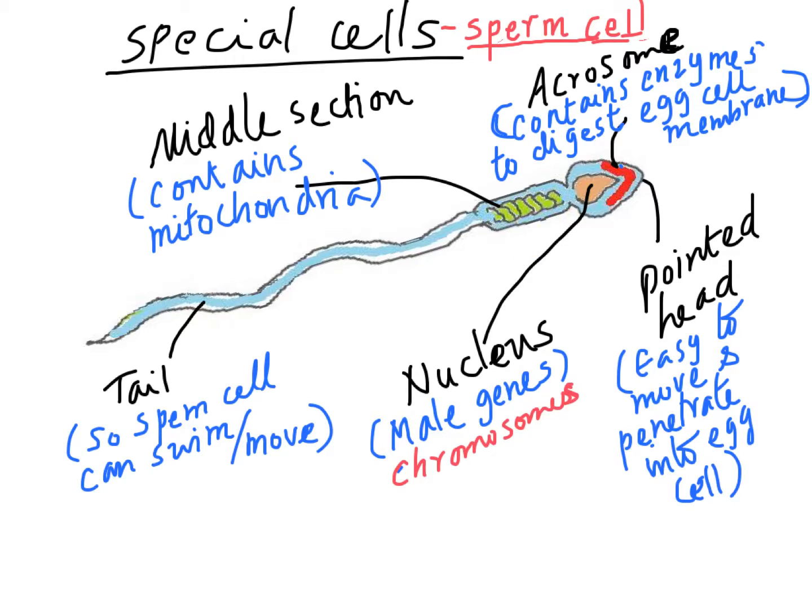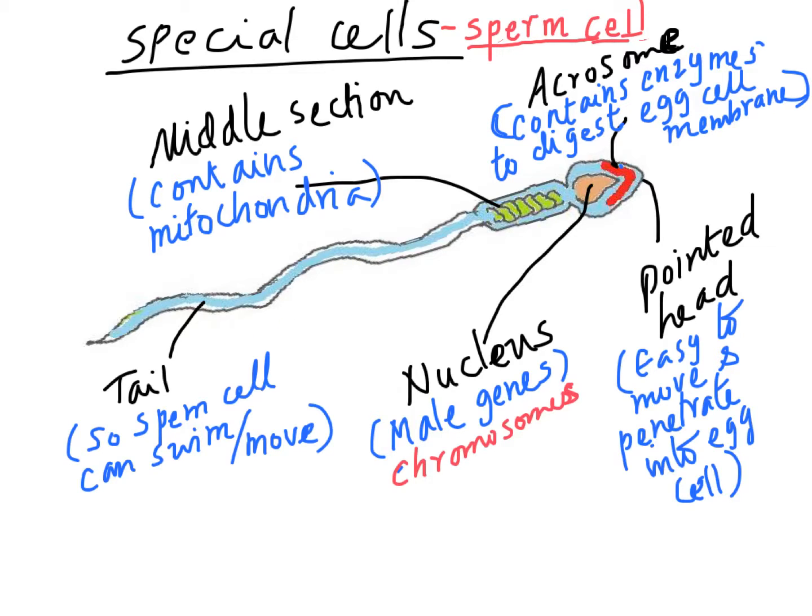Its main function is to transport the genes of the father, the male parent, to the egg cell of the female. So the genes are present in the nucleus, which is over here. So this is basically a cell, but it doesn't look like the cells that we've been looking at so far, the plant and animal cells. This one, as you can see, has an elongated shape.